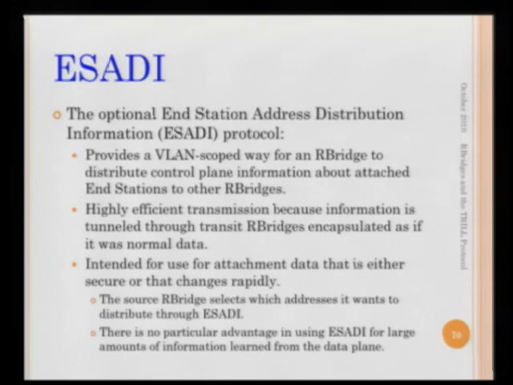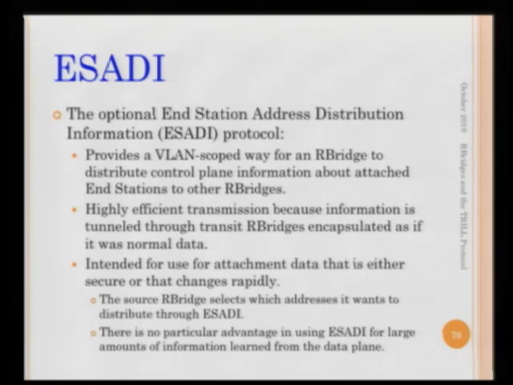Also, if something changes rapidly, you want to avoid the problem of something being black holed because you're remembering some old address you learned, because it's skipping around between being connected to different RBridges. If you use ASADI to distribute stuff, then that can update the address attachment information more rapidly in all the RBridges. It is an option. It needs to be implemented on the RBridges and needs to be enabled. By default, RBridges simply learn from the data plane, and they are required to learn from the data plane unless that's specifically disabled. And the ASADI needs to be enabled to learn from the control plane.